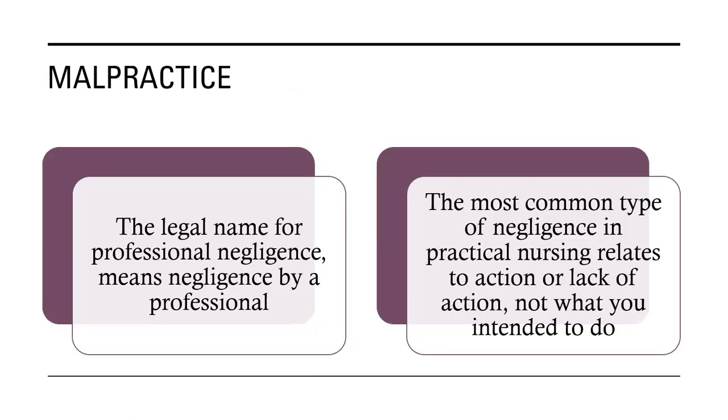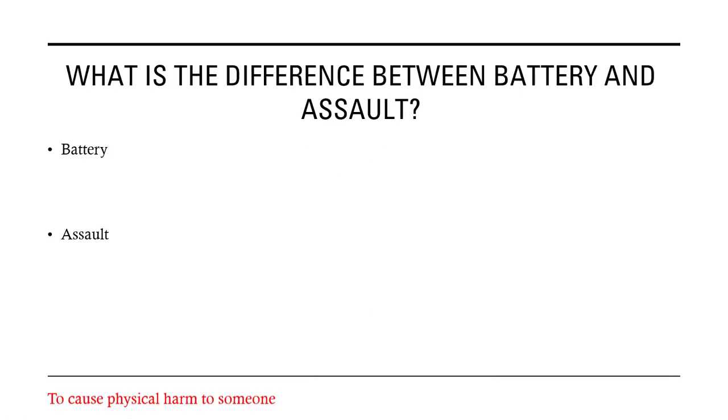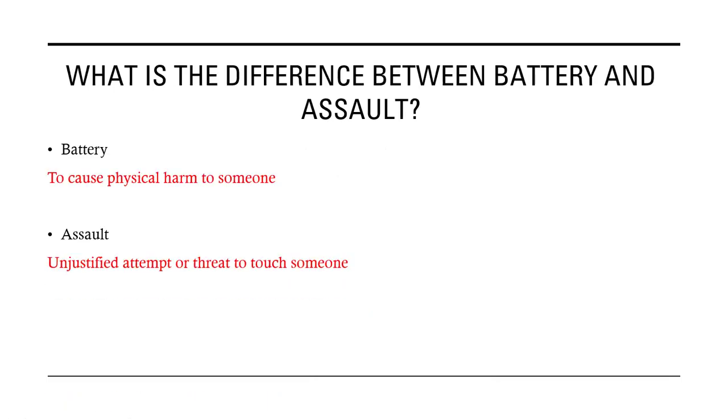All right. So malpractice is a type of civil violation. It occurs when the nurse fails to meet the accepted standard of care, resulting in that patient's harm. Okay, that's malpractice. All right, let's look at it here. So battery, that's to cause physical harm to someone. And then assault, unjustified attempt or threat to touch someone. Okay. So let's look back at battery. That's performing a procedure without a patient's consent.